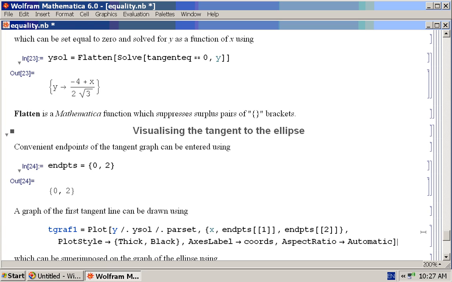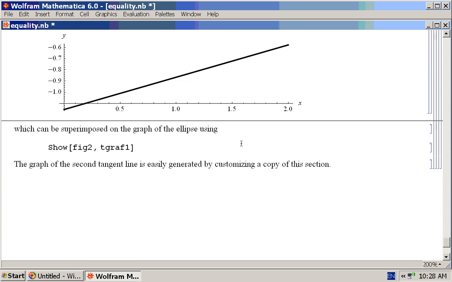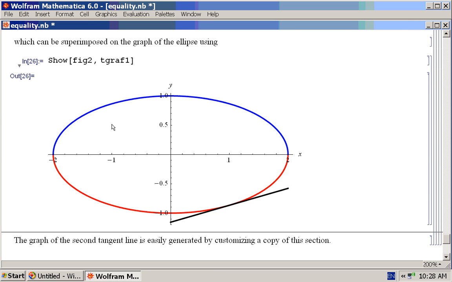So we execute this statement here, and that gives us a line. And now we can superimpose that line on the ellipse using this. So this Show function combines two graphs, and so we do that, and there we see that it's drawn the tangent to the ellipse at this point. Not a non-trivial and rather typical problem which first-year students are asked to solve.